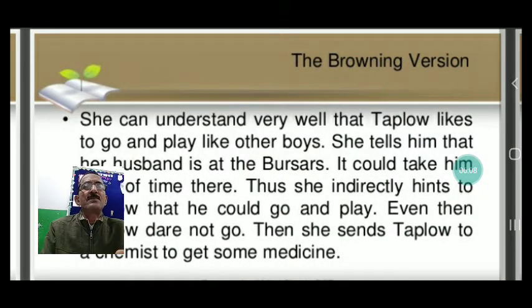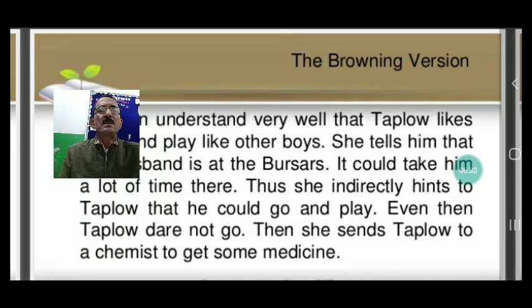She can understand very well that Taplow likes to go and play like other boys. She is able to understand the feeling of a student. She tells him that her husband is at the Bursar's. It could take him a lot of time there. Thus she indirectly hints to Taplow that he could go and play. Even then Taplow dare not go. He doesn't want to go because he has come to meet his teacher as he was instructed. Then she sends Taplow to a chemist to get some medicine.